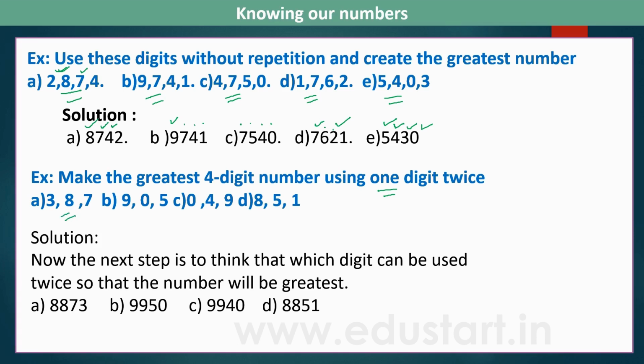Now in this case, what is the biggest number? 8. So if you consider 3877, it is mentioned that 1 digit can be used twice. So let's use 8. So 8 is the biggest number. So the biggest number is 87. If you consider the next one, then the biggest number is 8. So let's use 9 twice. 9950. In the third, also 9. So 9940. In the fourth one, 851. So 8 is the biggest one. So 8851 is the biggest number that can be generated. I think this one is clear.